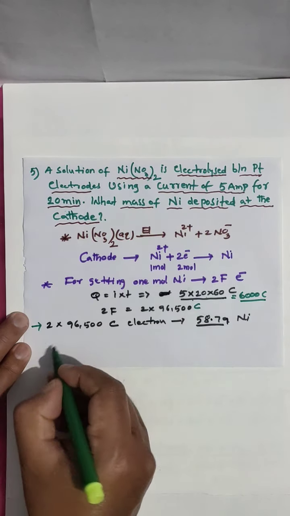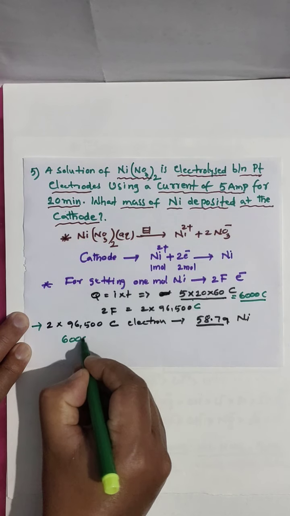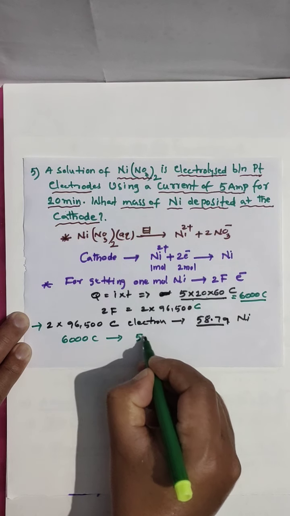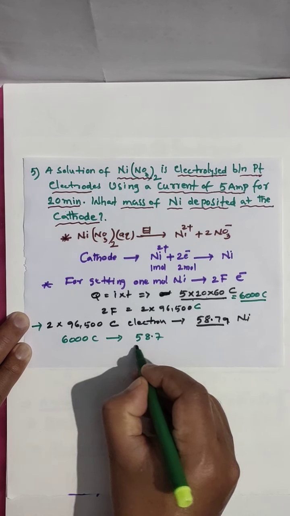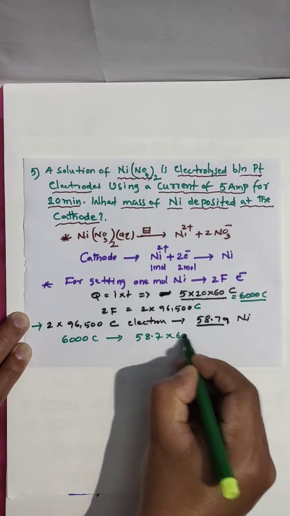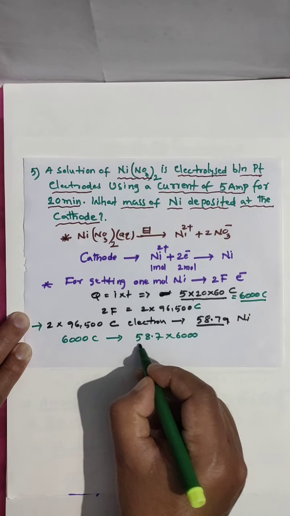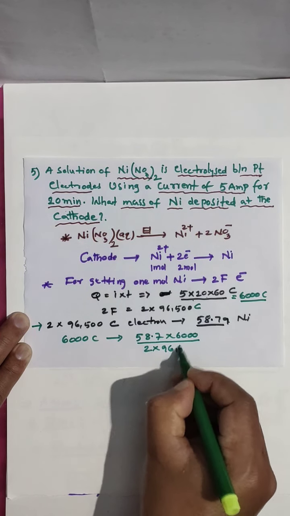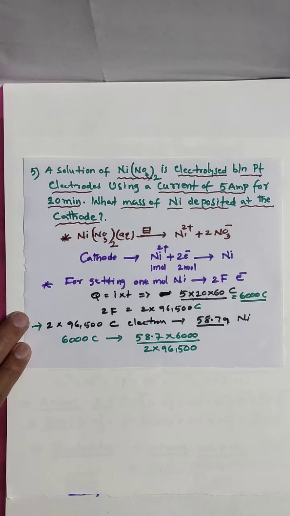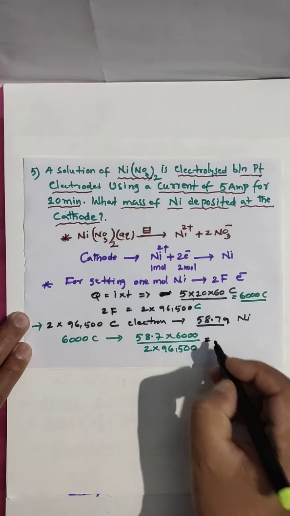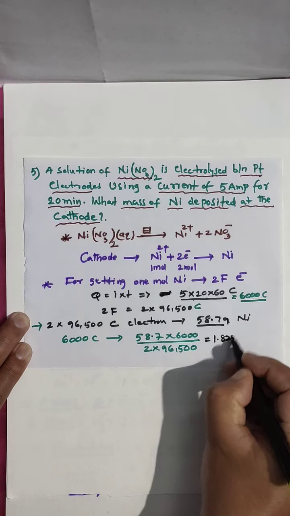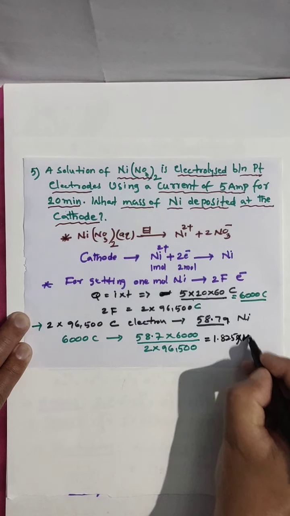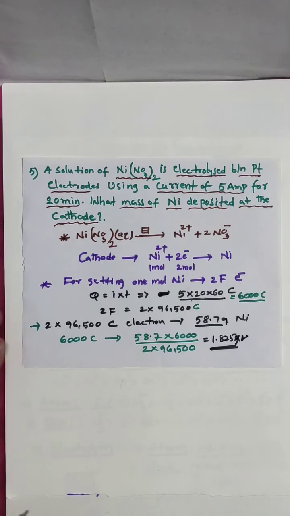For 6,000 coulombs, how much nickel will be deposited? So 58.7 into 6,000 upon 2 into 96,500. Clear? If you simplify this, you get 1.825 grams of nickel.